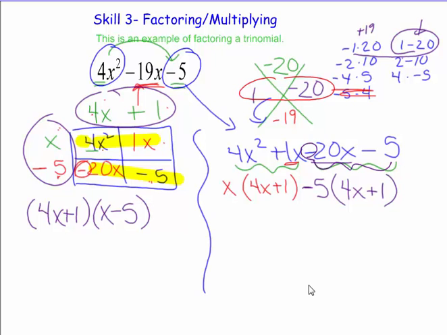And it's a good thing you notice that these both have the same factor. So we're going to factor out the 4x plus 1, and what goes in the other factor are the leftovers, x minus 5. Either way, you're going to get the same answer.